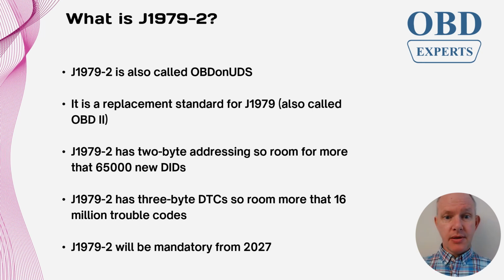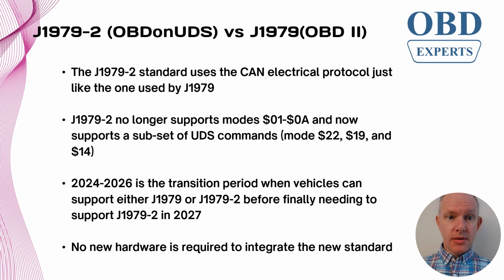It's going to be mandatory for the OEMs in 2027, but there could be new cars released today that support this standard, and that means it won't support the old OBD2 standard. And without new firmware, you won't be able to communicate with this vehicle. So a quick recap. Electrically, they're identical. They both use CAN, so no new hardware necessary. The new standard has done away with modes 1 to A hex and now supports a subset of UDS commands, and vehicles could be for sale today that support this new standard only and not classic OBD2.